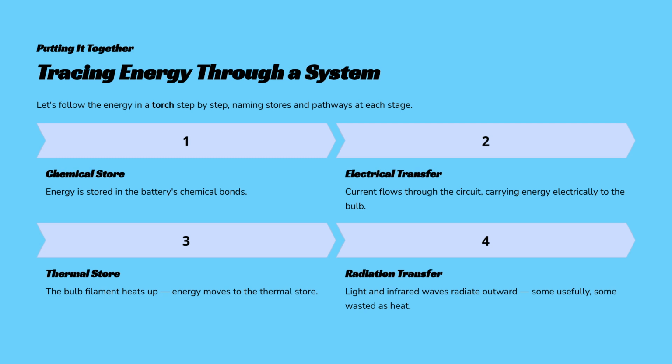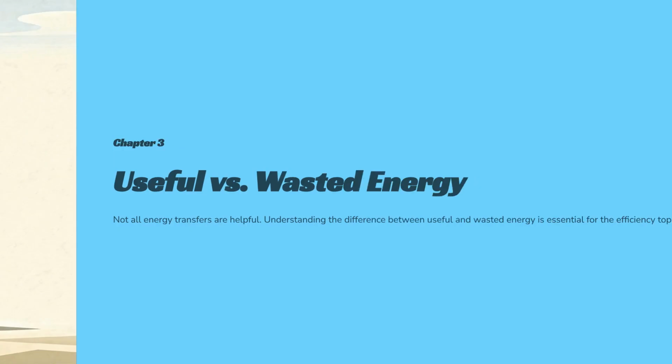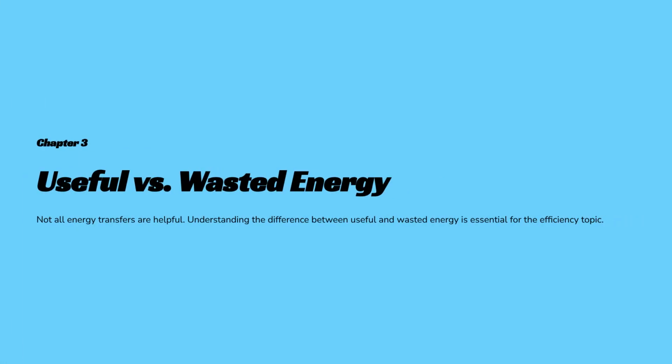A great exam technique is to always identify which stores are involved and which specific pathway connects them to describe any energy change. Let's trace energy in a simple torch. It begins in the chemical store of the battery, transfers electrically to the bulb, enters the bulb's thermal store, and finally radiates outward. Another classic exam scenario is a falling ball.